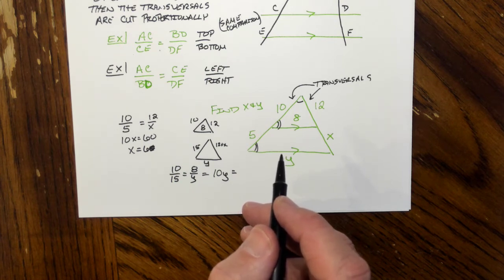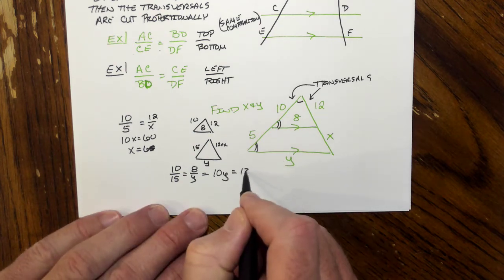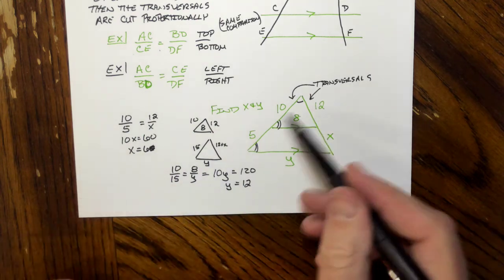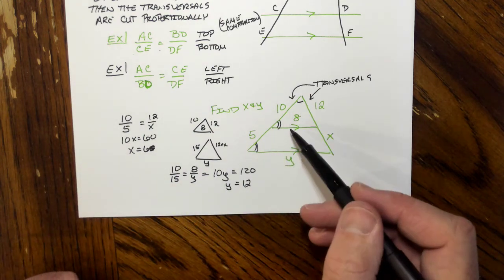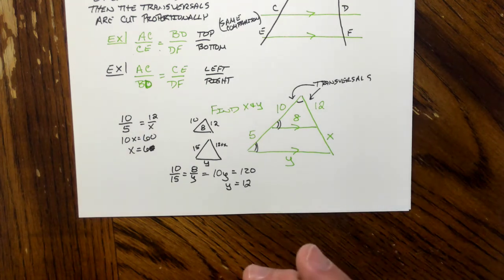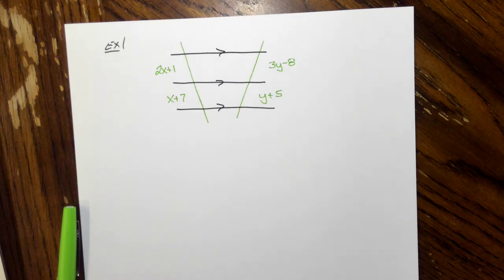Come on, I'm waiting for the answer. Anybody? Oh, that's right, you can't answer me. 120. Y is equal to 12. So a combination of what we had from the last lesson, and a little bit of what we have going on this lesson. One more example, if I'm not mistaken.